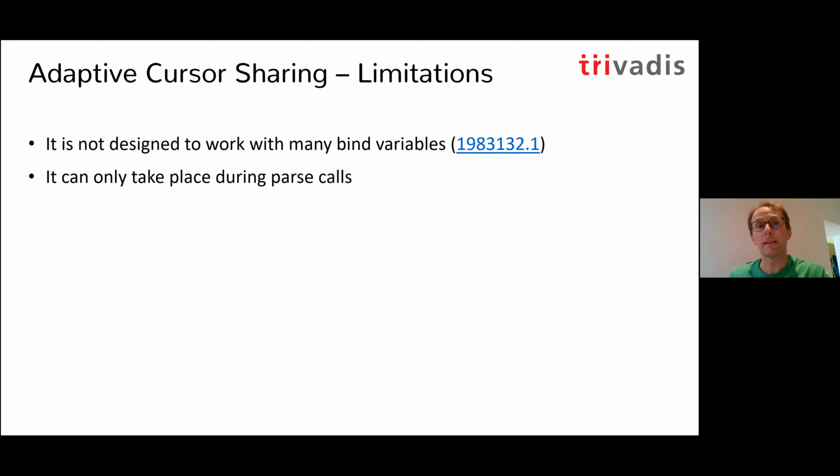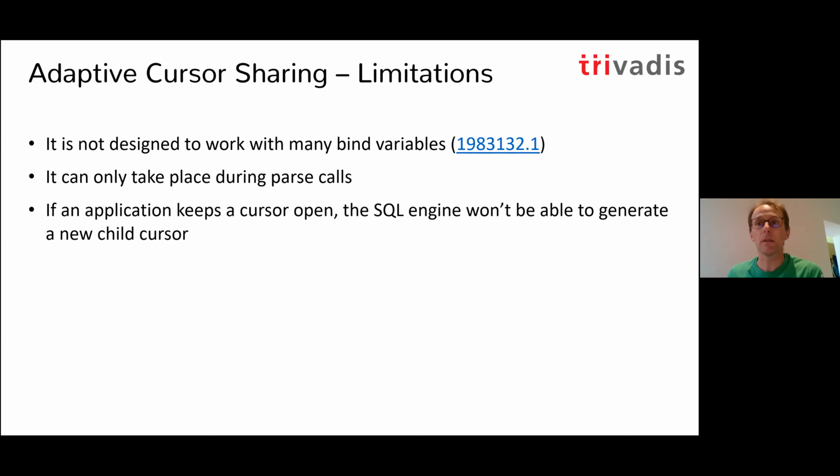Be very careful that adaptive cursor sharing can only take place if you also have some parse calls. That means that if you have an application that parses once and executes many times, in that case it's not possible. Adaptive cursor sharing cannot do its work because the cursor is open and it cannot be made unshareable. So be careful if you work with this kind of application.